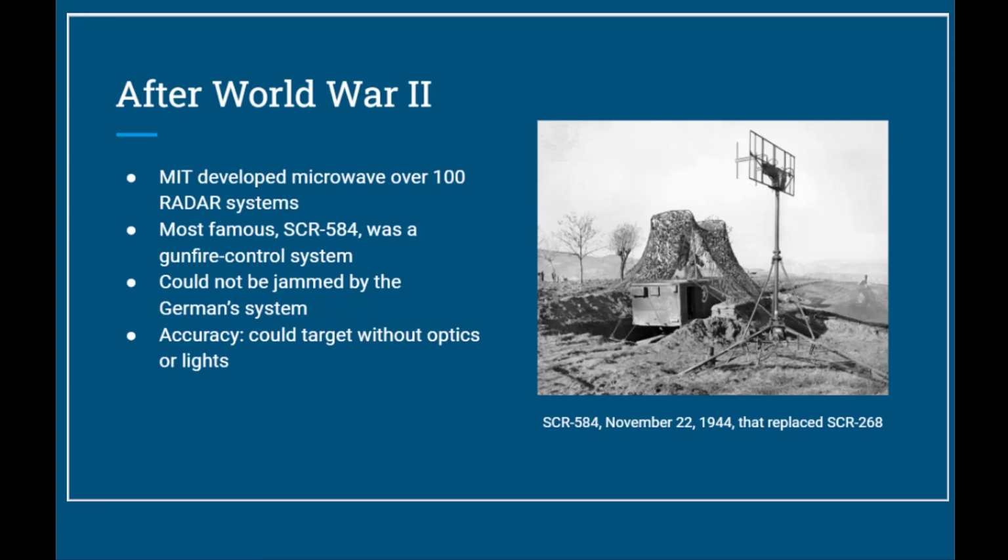After World War II, MIT developed microwave radar systems, and over 100 of them. The most famous one was SCR-584. It was a gunfire control system. It replaced the SCR-268 since the Germans had a jamming system for it. It could target without optics or lights, meaning it was extremely accurate even in the dark.